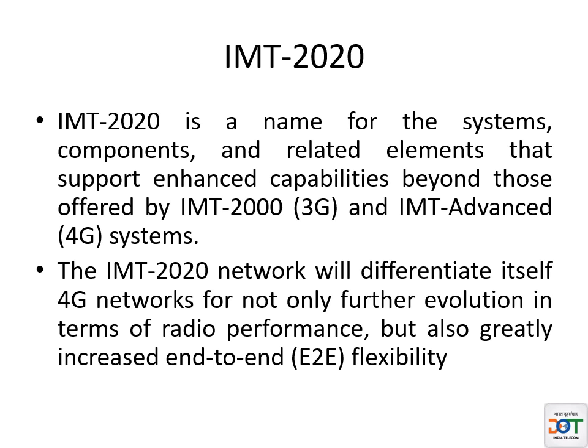So let us define IMT 2020 again. IMT 2020 is a name for the systems, components and related elements that support enhanced capabilities beyond those offered by IMT 2000, that is 3G, and IMT Advanced, that is 4G systems. So IMT 2020 capability will be much enhanced compared to 3G and 4G. And IMT 2020 will not only differentiate itself from the 4G network in terms of further evolution in radio performance, but also greatly increased end-to-end flexibility. This is important, end-to-end flexibility. And what does this mean?